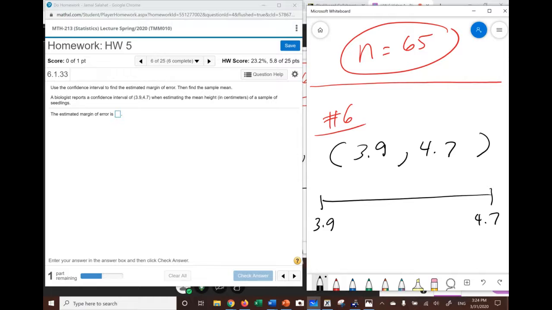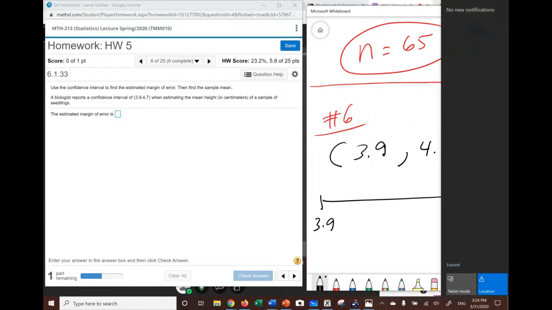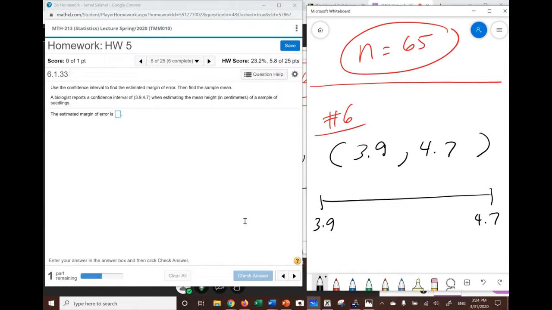Okay? And in the question in here, they are asking us to do what? To estimate the margin of error. Now, before we go to the margin of error, we know that the middle of the interval here, the center, is the same as the mean. So let's find the center or the mean.